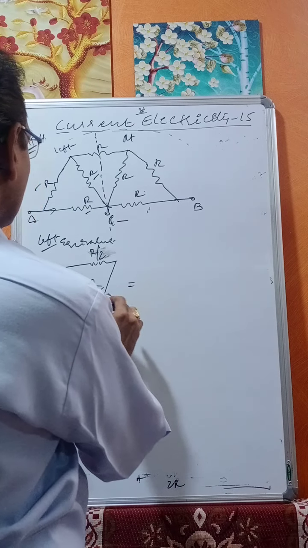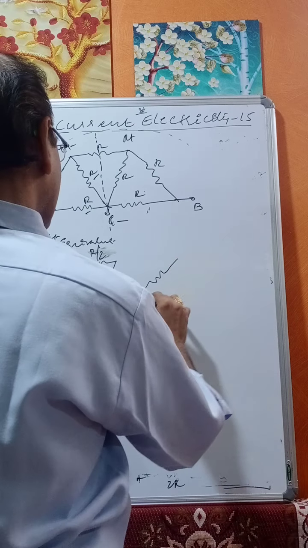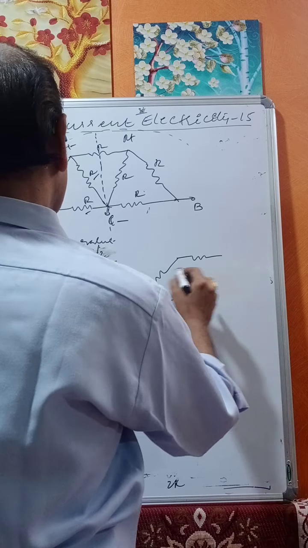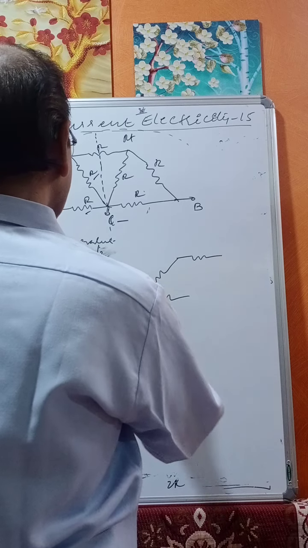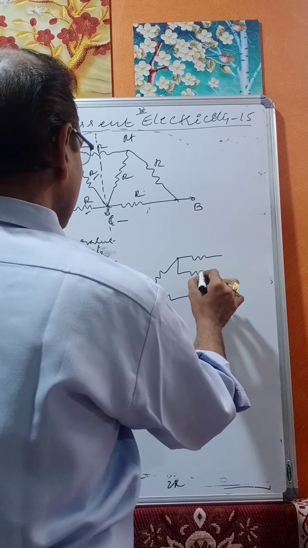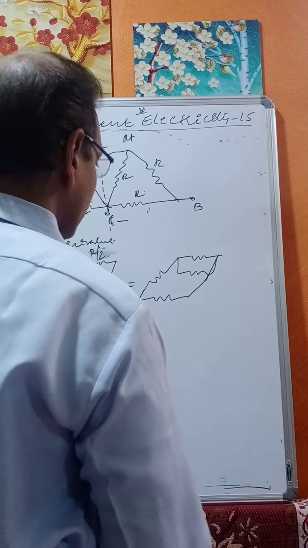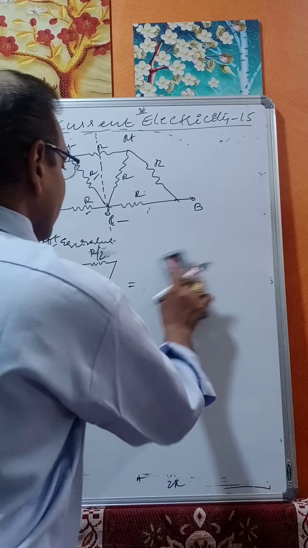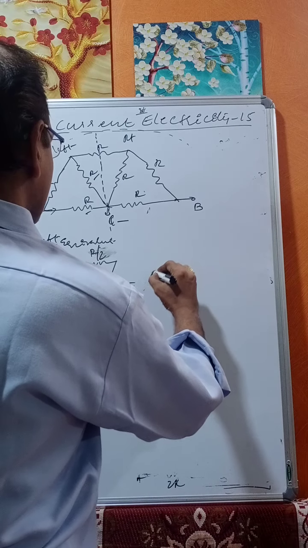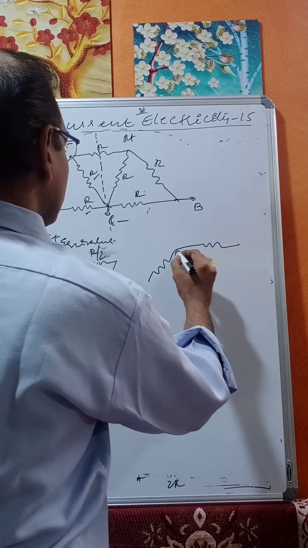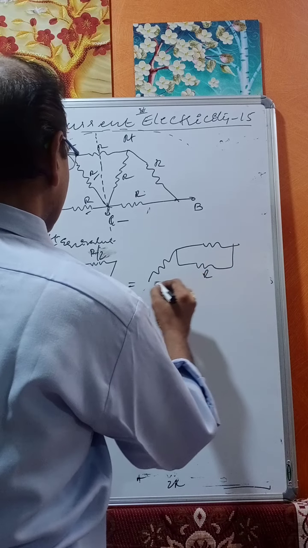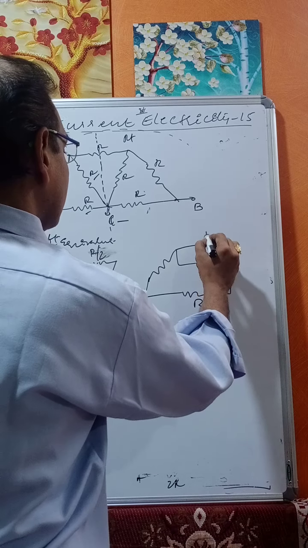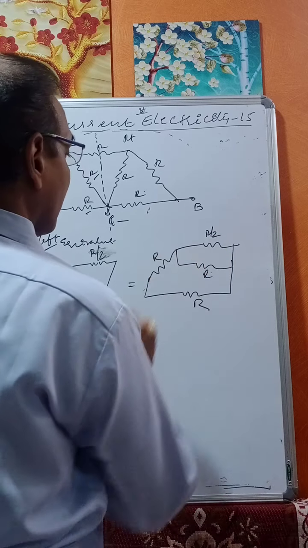Now this is equivalent to this one and this one, like this. This is R by 2 in parallel with R by 2, and R by 2 in parallel with the same points. You can write it like this: this is R by 2, this is R, again this is R, this is R, R by 2, and this is R.